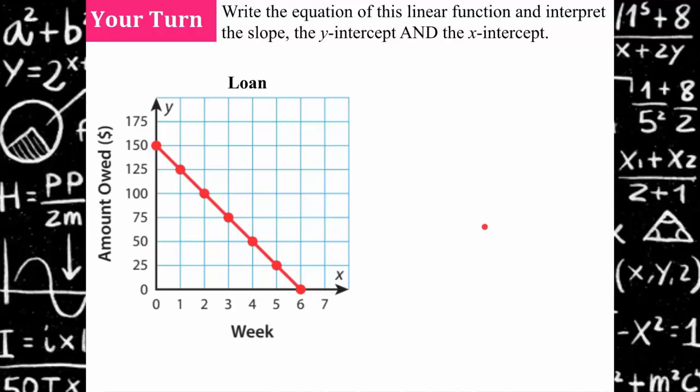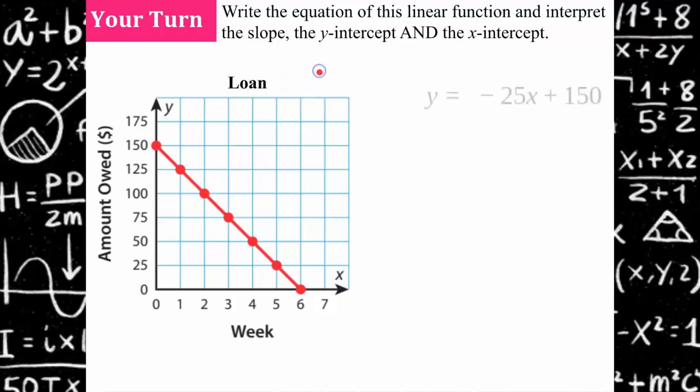Okay, another one, your turn. This time I'd like you to write the equation of this linear function about a loan. I would like you to write the equation, interpret the slope and the y-intercept, as well as the x-intercept. Go ahead and hit pause, come back and hit play when you're ready to check your work.